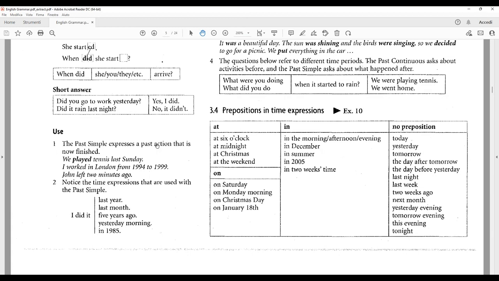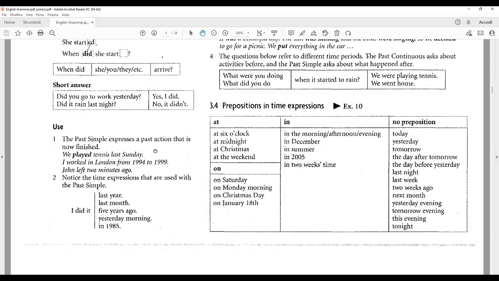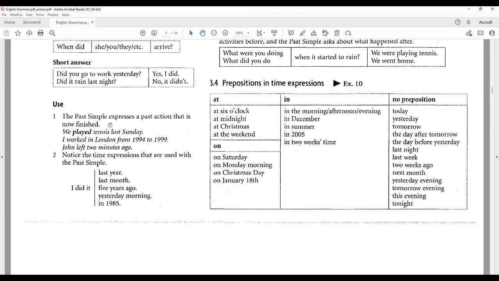For negative, ok? Per la negazione. Use. The past simple expresses a past action that is now finished. Ok, questo è molto importante, quindi il passato semplice esprime un'azione passata che è terminata. Now finished, terminata. We played tennis last Sunday. Quindi giocammo a tennis la scorsa domenica. We played tennis.